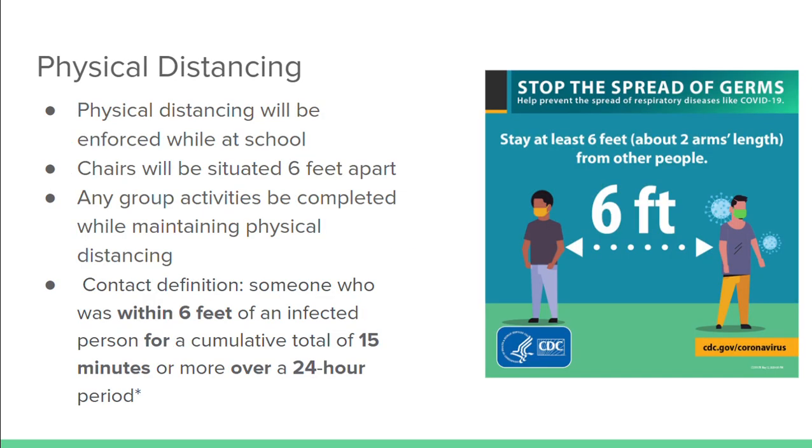Physical distancing. Physical distancing will be enforced while at school. Chairs will be situated 6 feet apart in classrooms, and any group activities must be completed while maintaining physical distancing. We wanted to go over the definition of a contact. So that is someone who was within 6 feet of an infected person for a cumulative total of 15 minutes or more over a 24-hour period. So that's why we are making sure that physical distancing is taking place while on campus. And 6 feet is basically about 2 arms length.